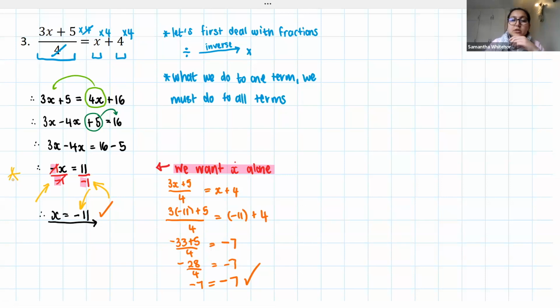Okay, good. So guys, the negative 11 comes from that really important statement of we want x alone. And so if we need to divide by a negative, that's fine, but we must remember to do that. Good question. Well done. Any others, grade 8?